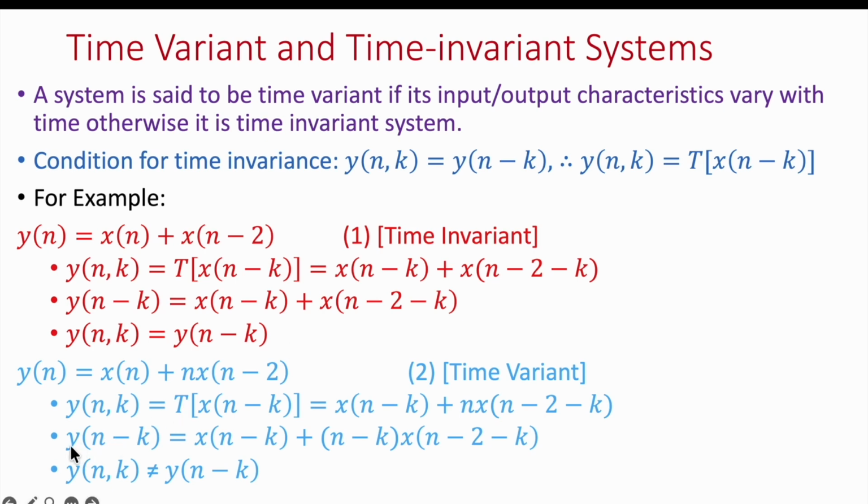So similarly, we can say that y(n minus k) is equal to x(n minus k), like here instead of n we are writing n minus k, and here n again we are writing n minus k, because we are just inserting n minus k wherever the n is. So that is why n minus k, x(n minus 2 minus k). So from the right hand sides of these two equations, we can say they are not equal. It means that if the right hand sides are not equal, then the left hand sides are also not equal. So that is why we can say that this function which has that response is a time variant system.